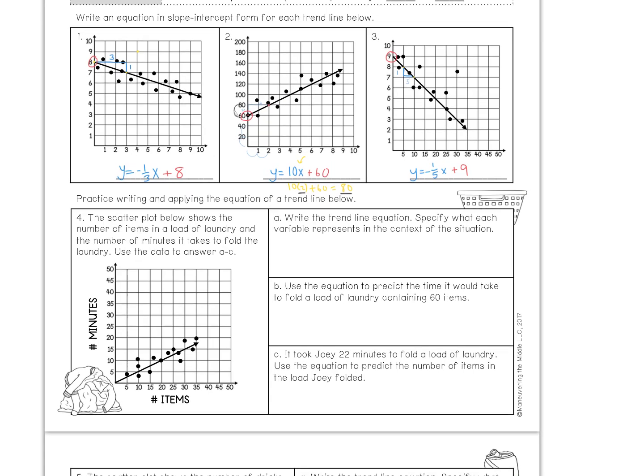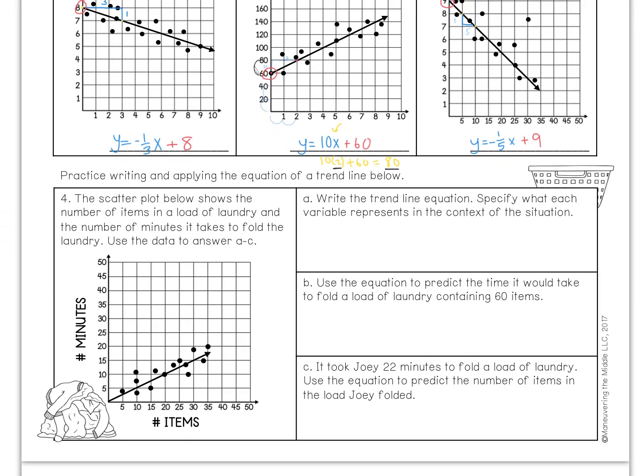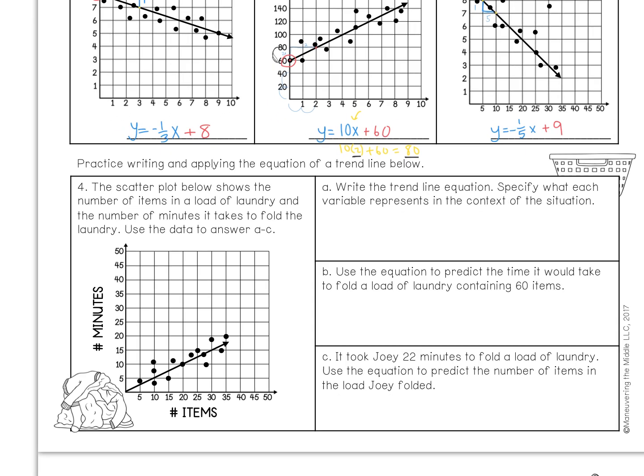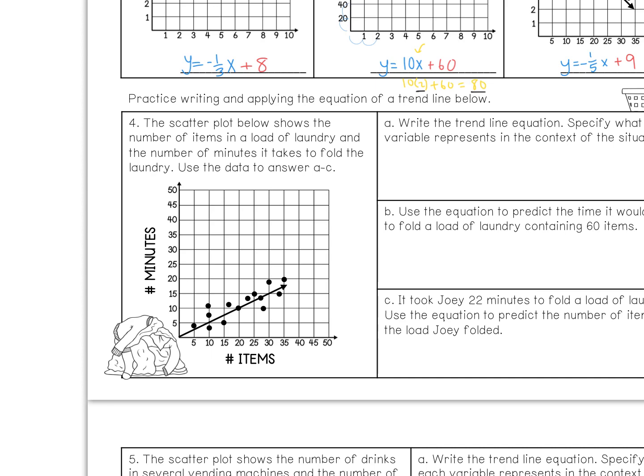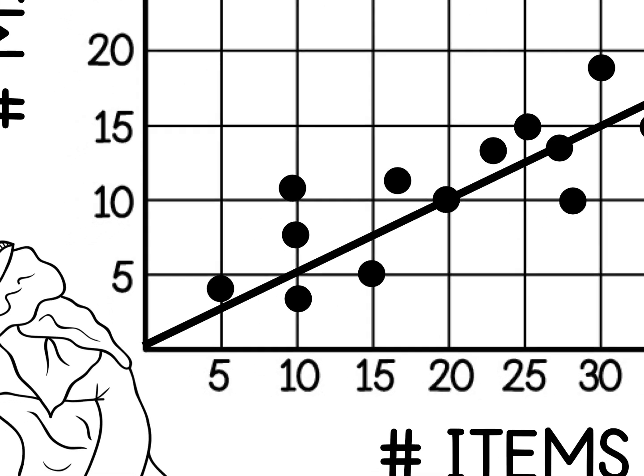So let's try to answer A, B, C with this one. The scatter plot below shows the number of items in a load of laundry and the number of minutes it takes to fold laundry. Write a trend line, and specify what each variable represents in the context of the situation. Okay. So what should our equation be? We have to do what first? Pick 2 points, right?